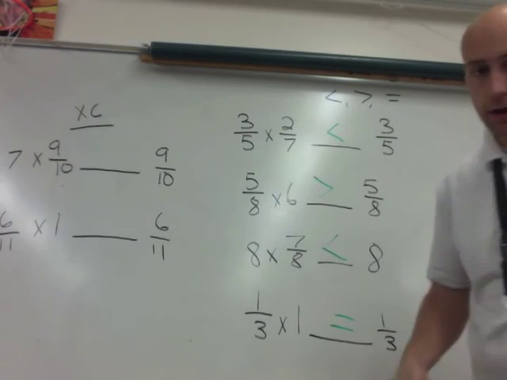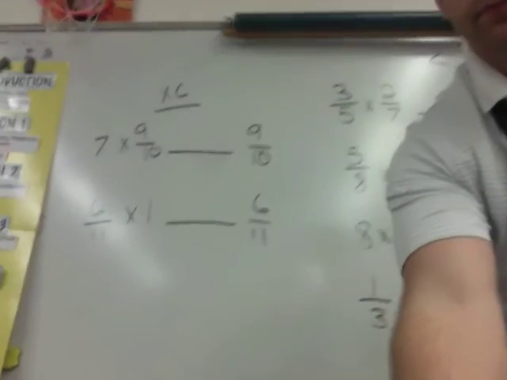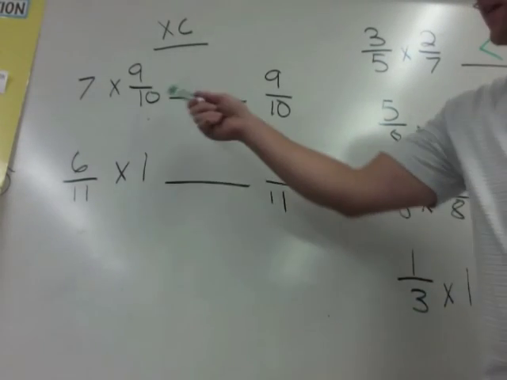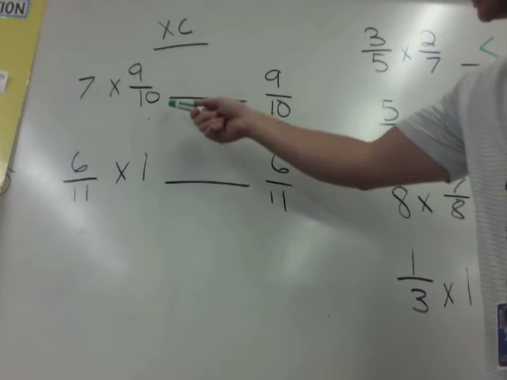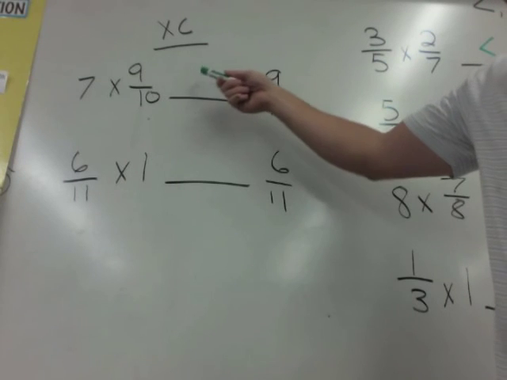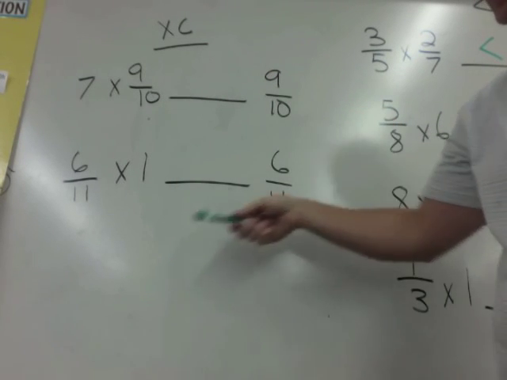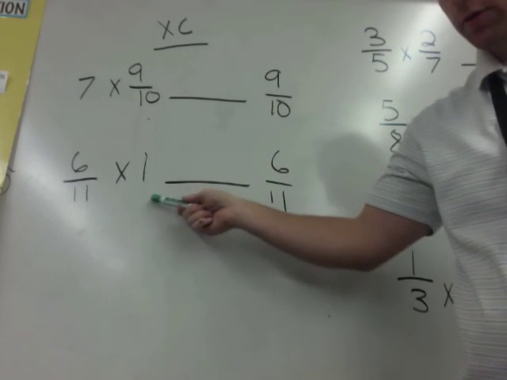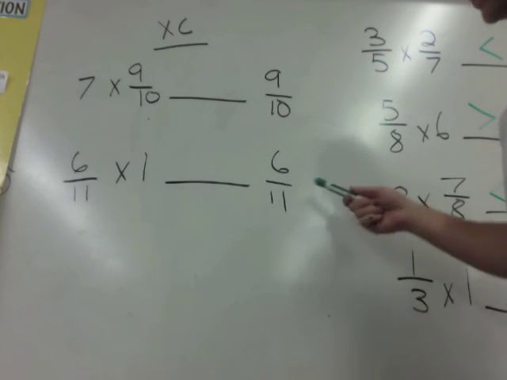Here are your extra credit problems. You have 7 times 9/10. Will it be either greater than, less than, or equal to 9/10? 6/11 times 1, will it be greater than, less than, or equal to 6/11?